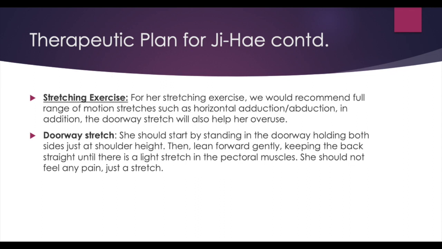For her stretching exercises, we would recommend full range of motion stretches, such as horizontal adduction and abduction. And in addition to this, we would recommend the doorway stretch, which will also help her overuse. For the doorway stretch, she should start by standing in the doorway, holding both sides just at shoulder height. Then lean forward gently, keeping the back straight until there is a light stretch in the pectoral muscles. She should not feel any pain, just a stretch.